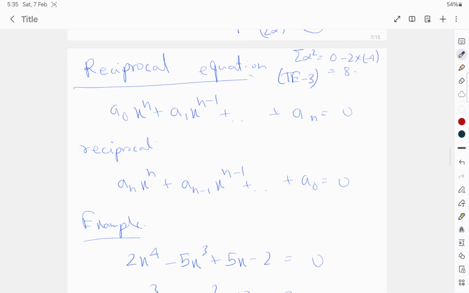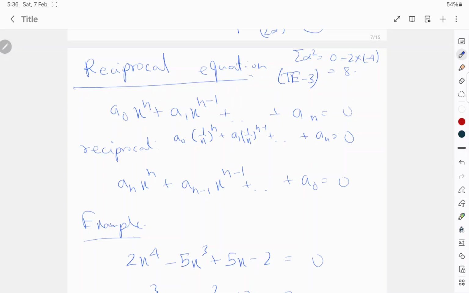Okay, so next, what is the reciprocal equation? Basically, in a reciprocal equation, if 2 is a root, then 1 by 2 is also a root. So if x is a root, then 1 by x is also a root. In place of x, if you write 1 by x, there is no problem for that equation, right? So what you will get is a0 into 1 by x whole to the power n plus a1 into 1 by x whole to the power n minus 1, this type of thing.